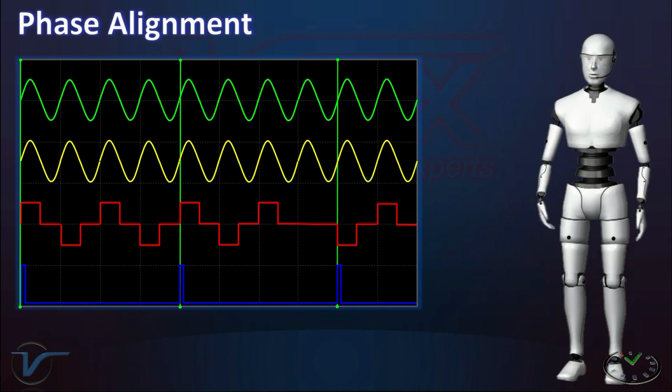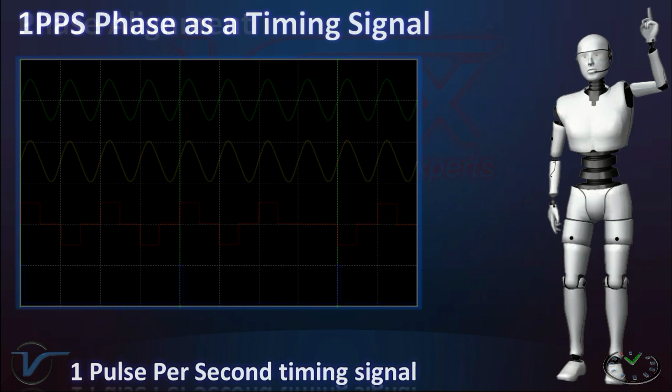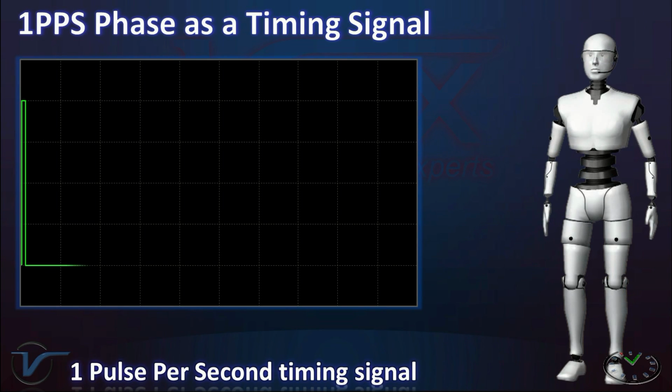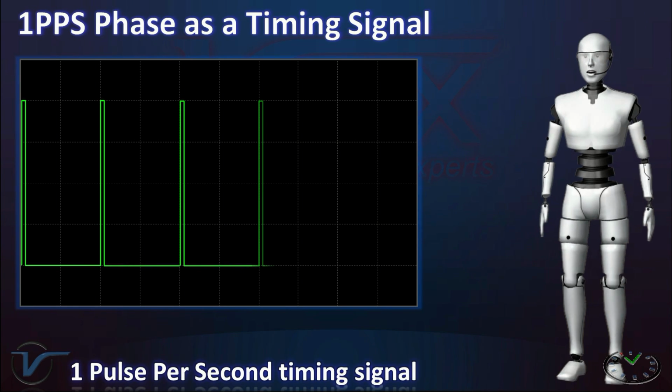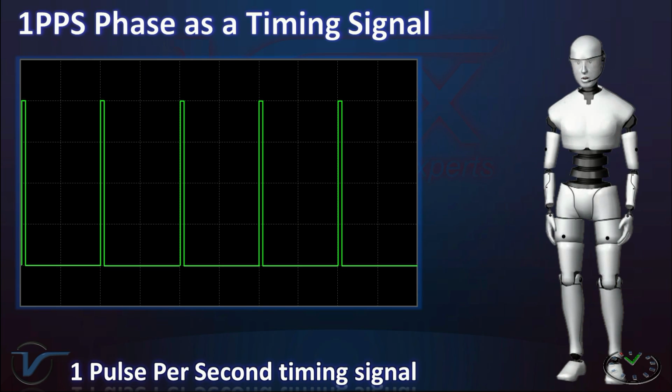Please note that, to maintain phase alignment, all frequencies must be exact multiples. The good news is that they are all multiples of 1 Hz, as in 1 pulse per second. In communications, the timing signal is provided by the 1 PPS, or 1 pulse per second clock signal.